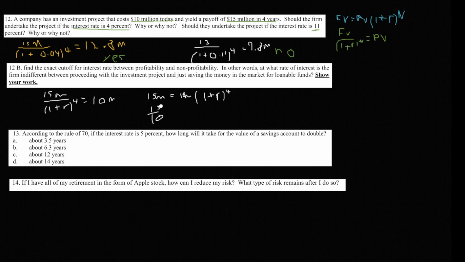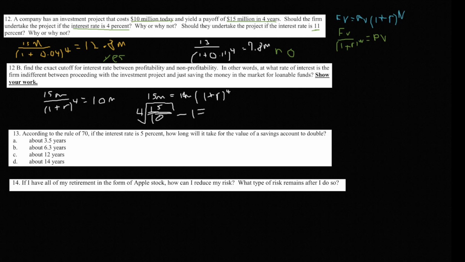And so the millions will effectively cancel. And then we could take the fourth root of both sides. Fourth root. But so we divided to get rid of this. We took the fourth root to get rid of this fourth power. And we subtract 1 to get the exact interest rate.